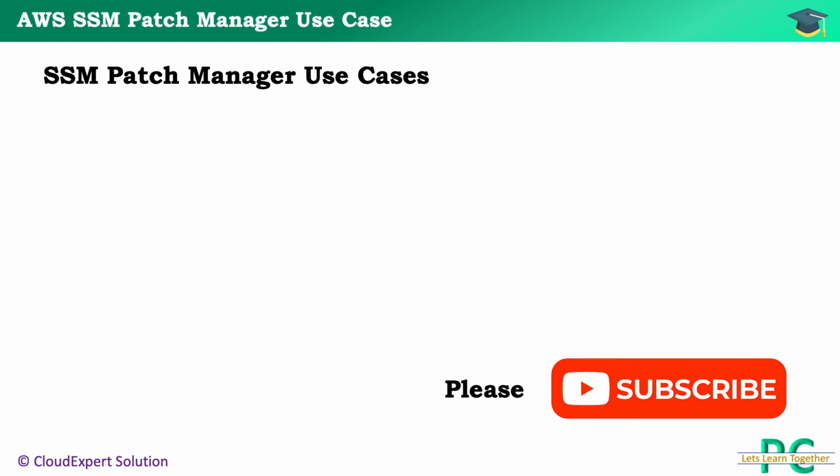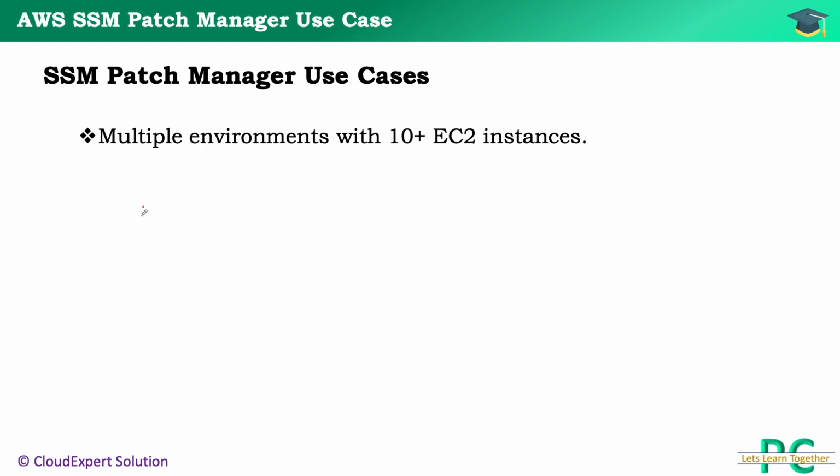Now let's review some high-level use cases for AWS Systems Manager, Patch Manager. To start with, you might have multiple environments with 10 plus EC2 instances. Maybe you are managing dev servers, production servers, UAT servers, and you have multiple EC2 instances. Manual patching is not a scalable solution. Moreover, if you are not keeping your servers updated, you are inviting other vulnerabilities. That is why it's most important to keep our servers updated with the latest operating system and security patches.